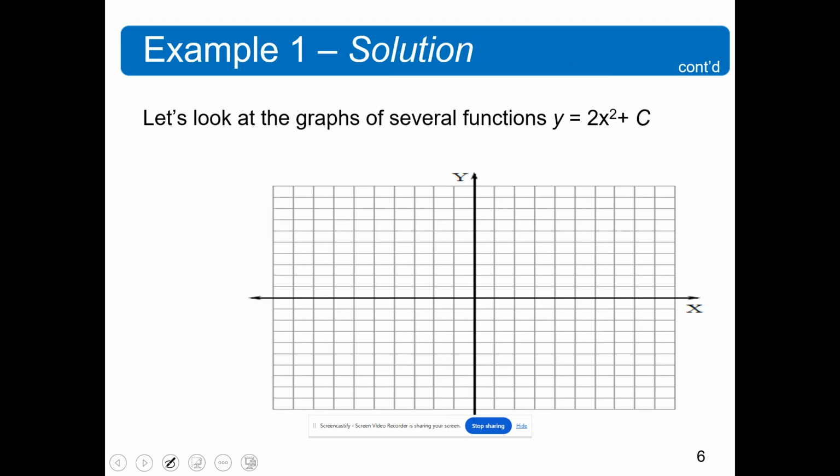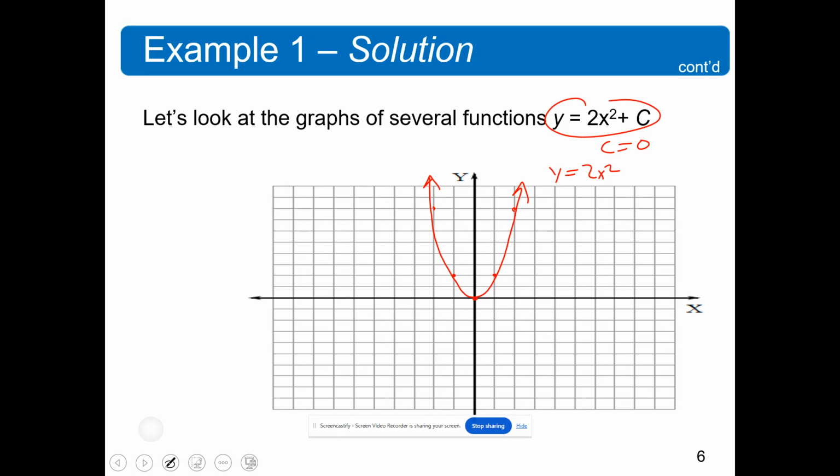We could graph several of these functions. So here you can see the answer again. Let's say c is equal to 0. Well, if c is equal to 0, then you'd have y equals 2x squared. And just throwing in some numbers, if we put in 0, you get 0. If you plug in 1, you get 2. If you plug in 2, you get 8. If you plug in -1, you get 2. If you plug in -2, you get 8. So this would be one solution.